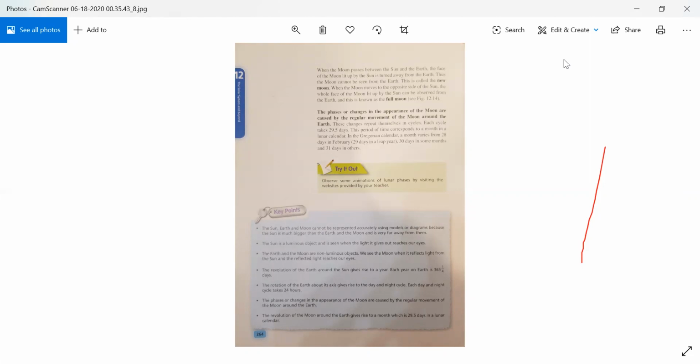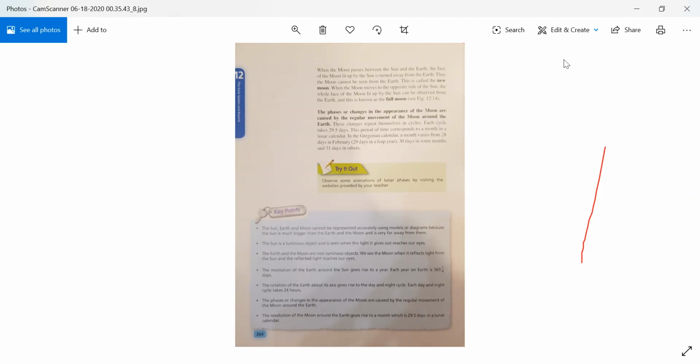And when the moon moves to the opposite side of the sun, it means if it moves in the opposite direction of the sun, the whole face of the moon will be lit up by the sun and we can observe it from the earth. So we call it a full moon. Okay, if it is on the opposite side of the sun.